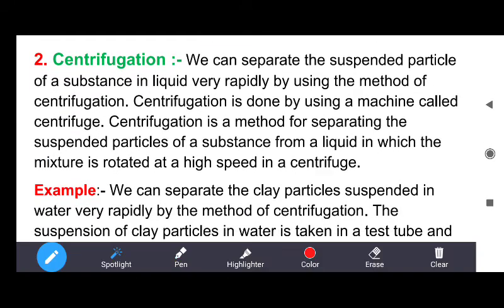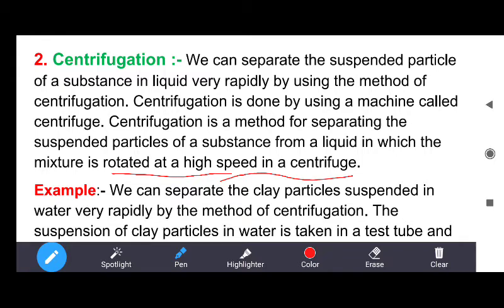Centrifugation: we can separate the suspended particles of a substance in a liquid very rapidly by using the method of centrifugation. Centrifugation is done by using a machine called a centrifuge. Centrifugation is a method for separating the suspended particles of a substance from a liquid in which the mixture is rotated at a high speed in a centrifuge.